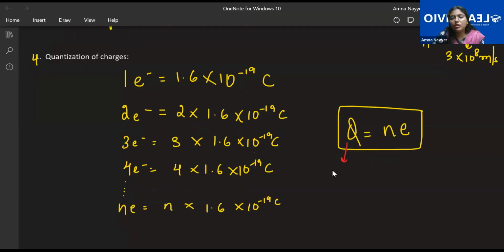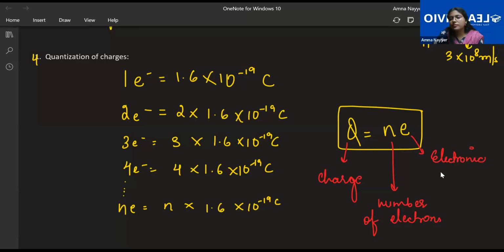See, what is Q? Q is the charge. What is N? N is the number of electrons. And what's E? It's the electronic charge, which is 1.6 into 10 to the power minus 19. This value is the electronic charge.